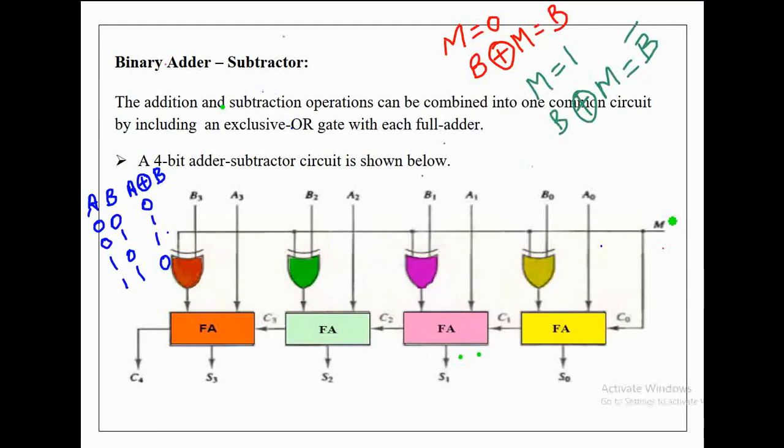When mode control signal M equal to 0, this mode control signal is applied to all XOR gates as one of the inputs and as the input carry to the first full adder of this circuit. So, the output of all these XOR gates are equivalent to the bit values of B. That is, whenever one of the inputs to the XOR operation is 0, output of the XOR operation is equal to the value of the another bit.